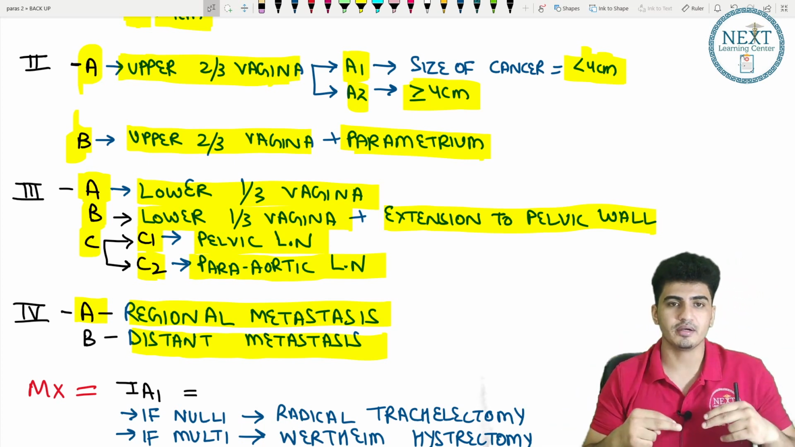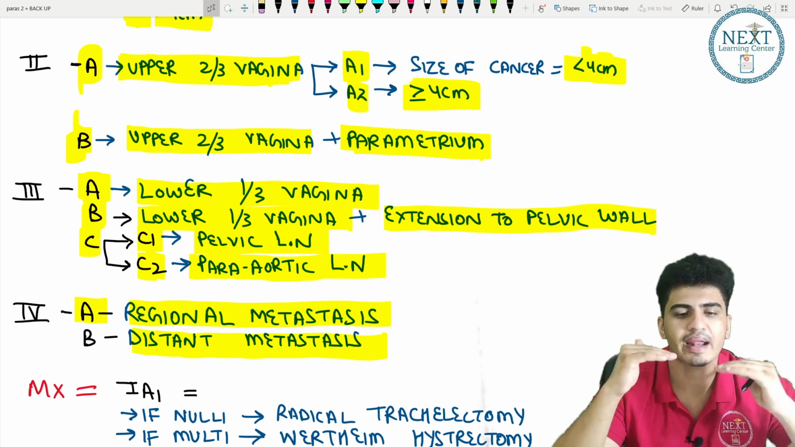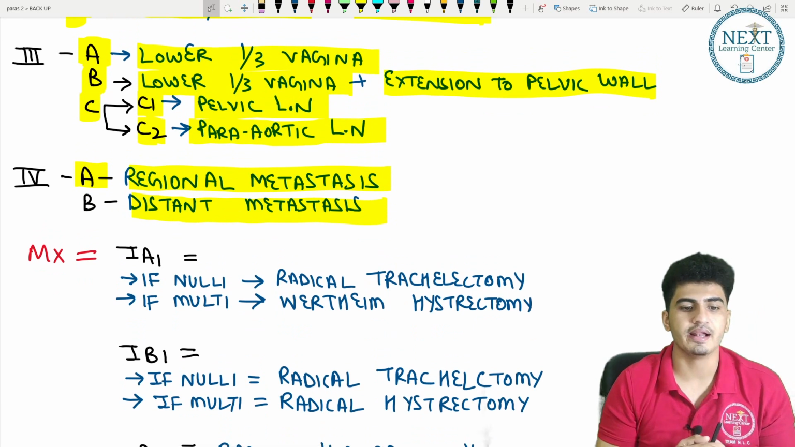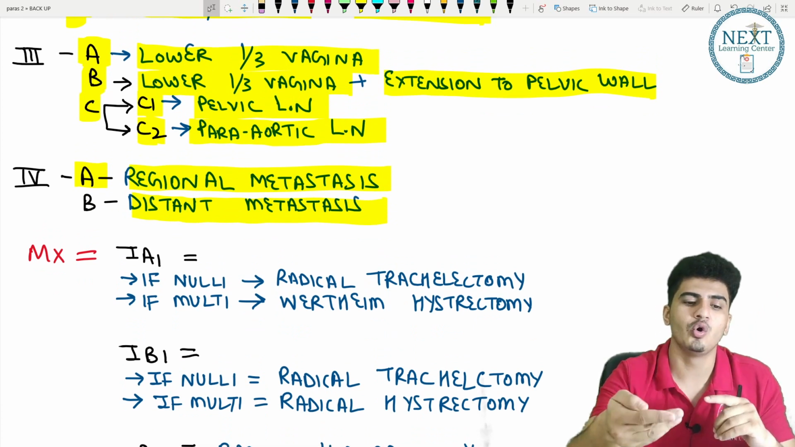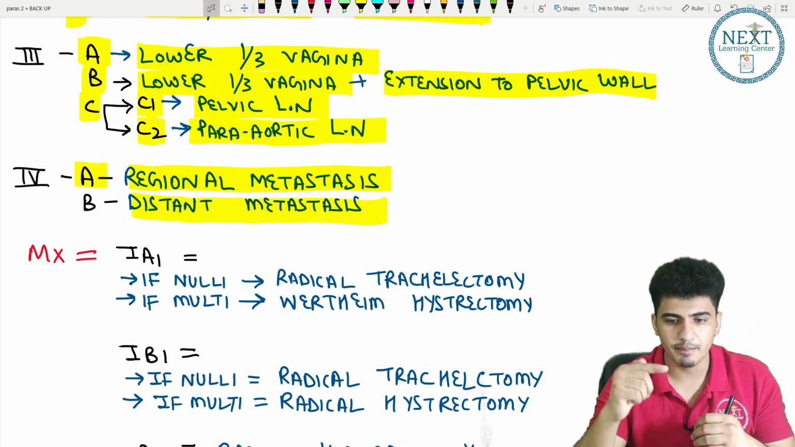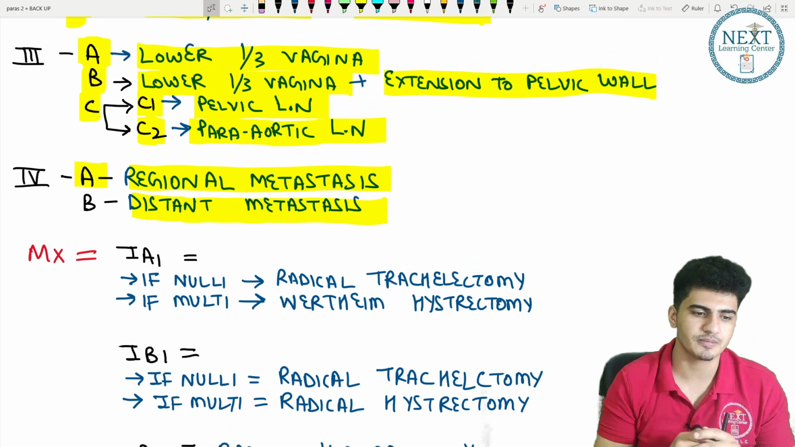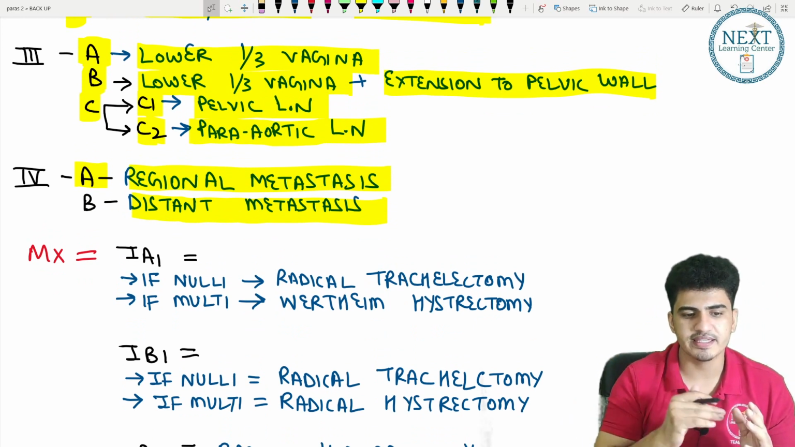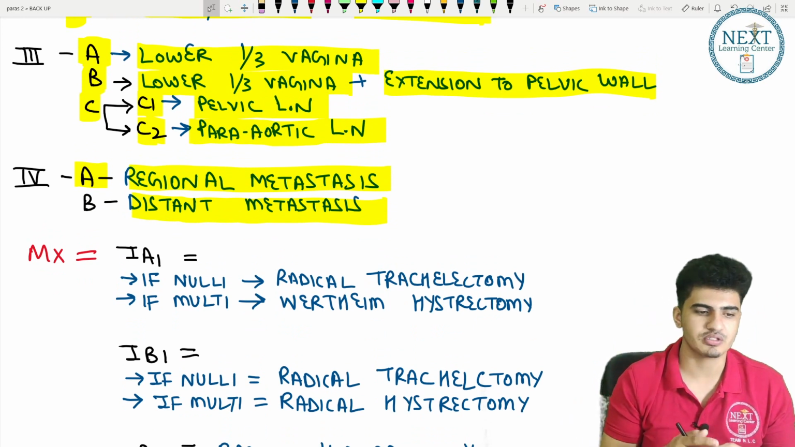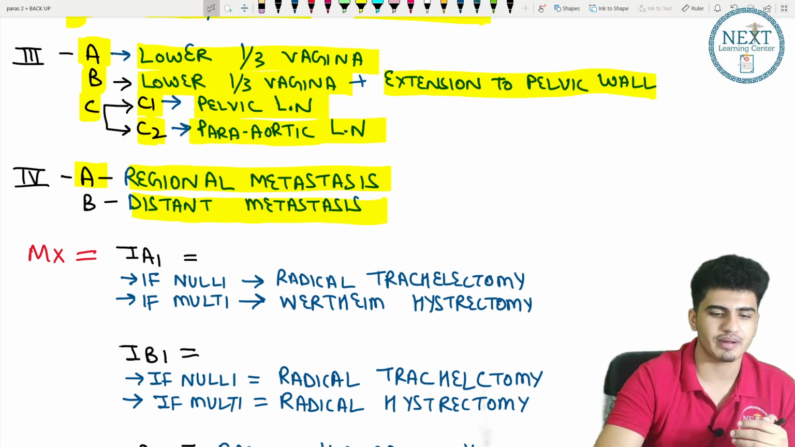Then 2B, again upper two-third of vagina is involved plus parametrium. Then 3A, lower one third involved. 3B, lower one third plus extension to the pelvic wall. 3C1, 3C2, pelvic lymph node and para-aortic lymph node. 4A, 4B, regional metastasis, distant metastasis.